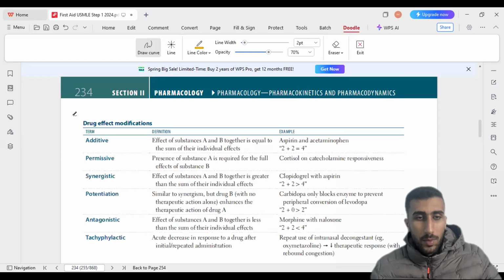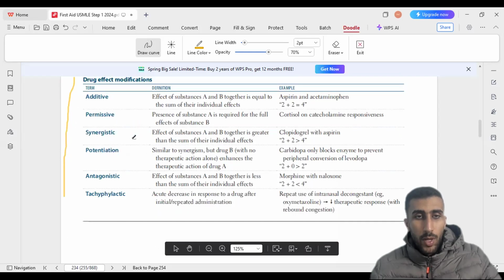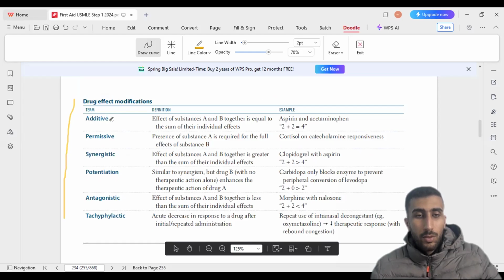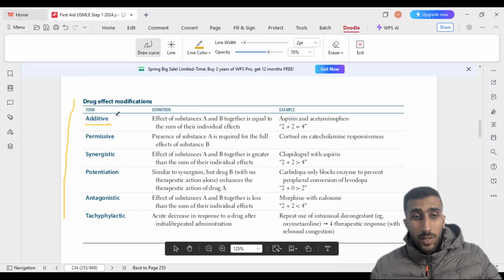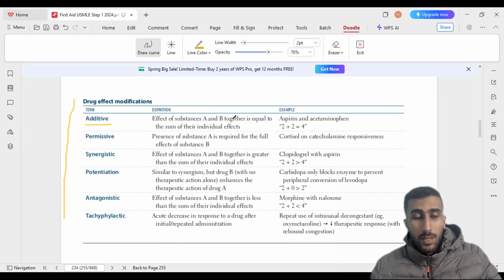The next topic is some terms you have to know, which relate to the interaction between different kinds of drugs. First, additive, permissive, synergistic, potentiation, antagonism, and tachyphylaxis. First, additive, very simple. You add substance A and substance B, and it is a simple addition, simple math, 2 plus 2 equals 4. Aspirin is anti-inflammatory plus acetaminophen, also anti-inflammatory. So anti-inflammatory plus anti-inflammatory, you get the addition of the action of both of them, very simple.